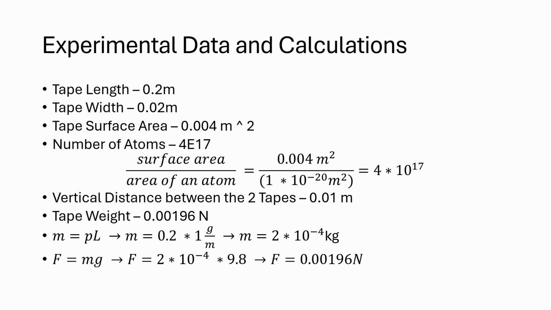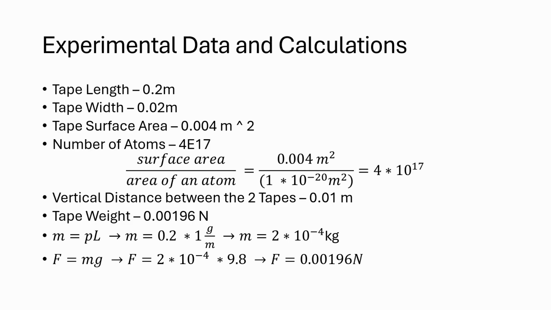Experimental data calculations. Our tape length was 0.2 meters. Tape width was 0.02 meters. Tape surface area is 0.004 meters squared. The number of atoms we got was 4 times 10 to the 17, which we got by dividing the surface area by the area of an atom. The vertical distance between the two tapes is 0.01 meters, or 1 centimeter.